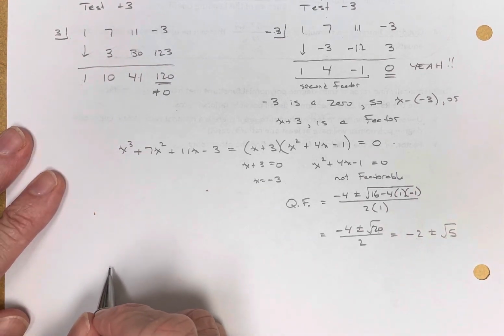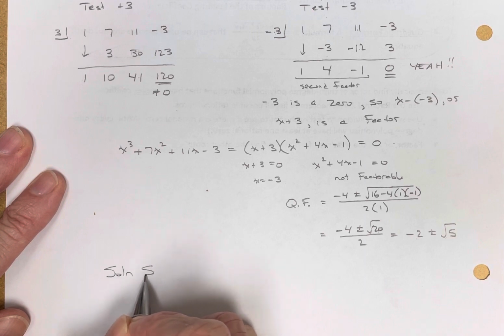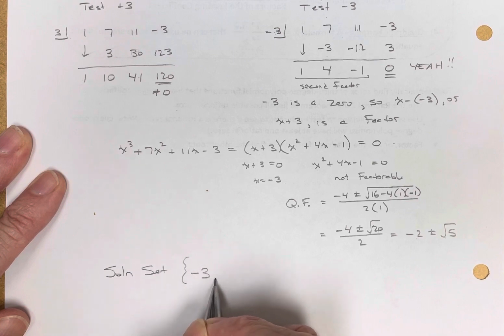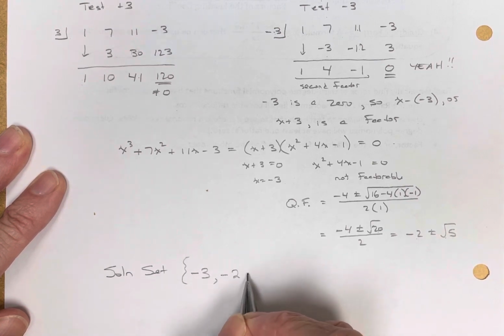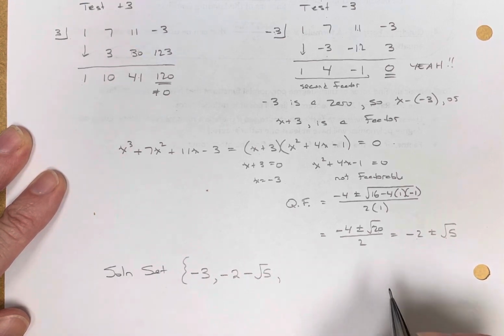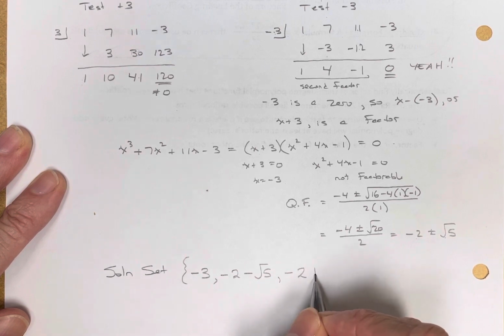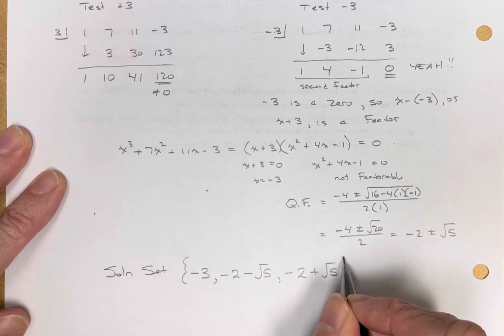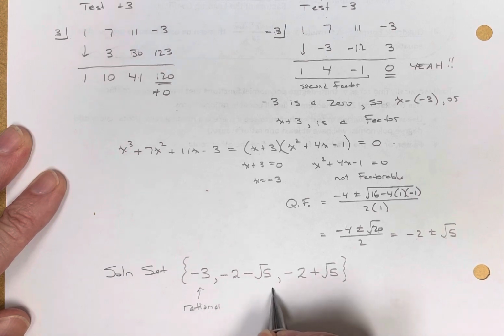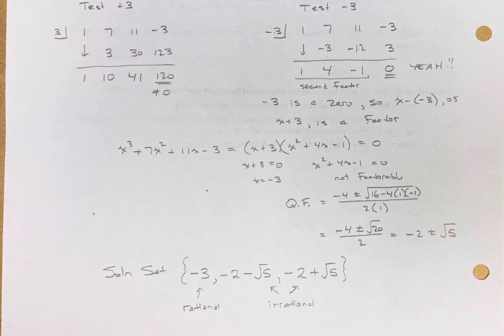Okay, so my solution set. Negative 3 is the smallest number, and then I have negative 2 minus the square root of 5. Hope that's correct. Maybe they're not least to greatest. And then negative 2 plus the square root of 5. So it turns out I have 1 that's rational, and I have 2 that are irrational. So that's how you do all this.